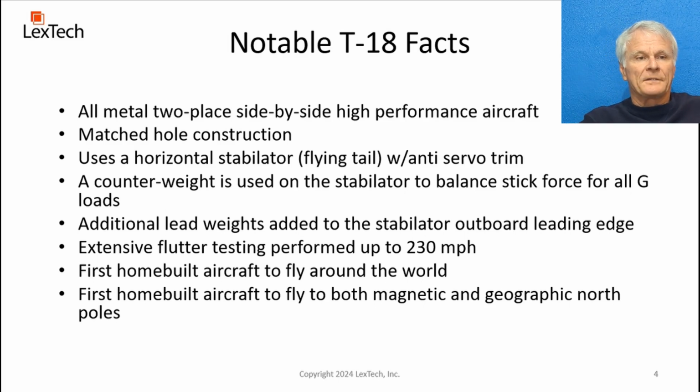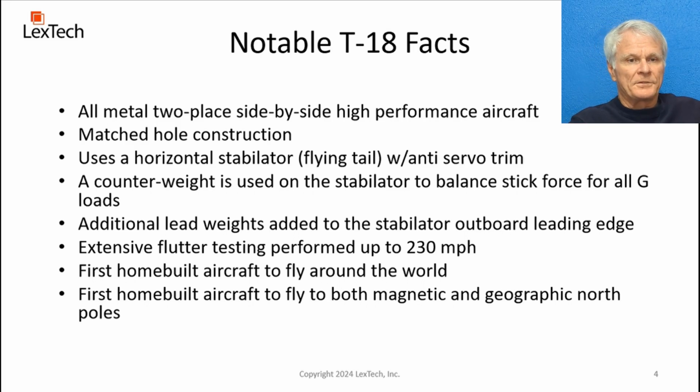Now here are some facts that might be interesting. This was, I guess, one of the first all-metal two-place side-by-side high-performance airplanes. It used matched hole construction, so jigs weren't required. It uses a horizontal stabilator instead of a stabilizer and elevator. That was a hallmark of John Thorp. He employed a counterweight system on the stabilator to balance the stick force, also to avoid flutter.